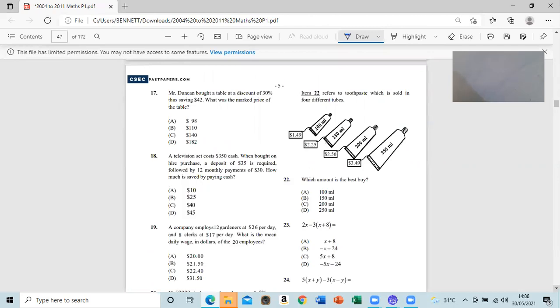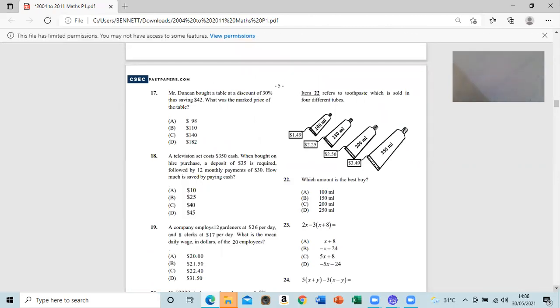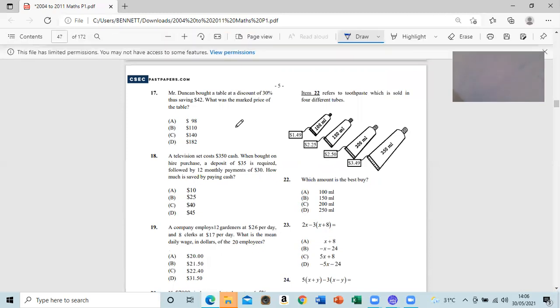All right, Mr. Duncan bought a table at a discount of 30% and thus saving $42. What was the marked price of the table? So you say we don't know what to do. We know how to do this. Which number here, sir? Hold on, this is tricky. Let me see. Mr. Duncan bought a table, so 30% discount.